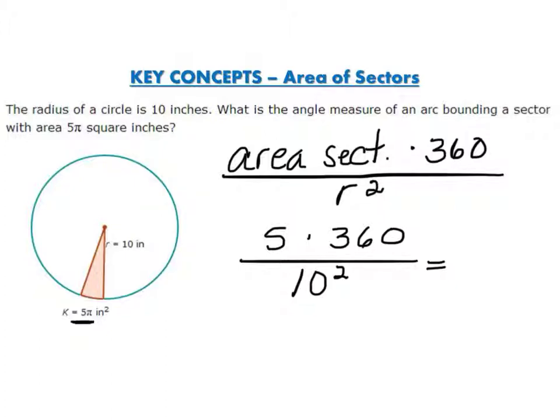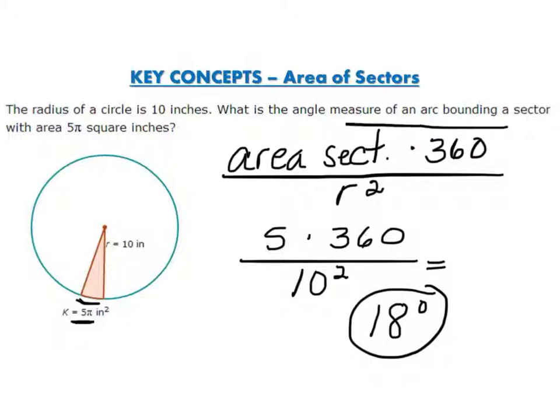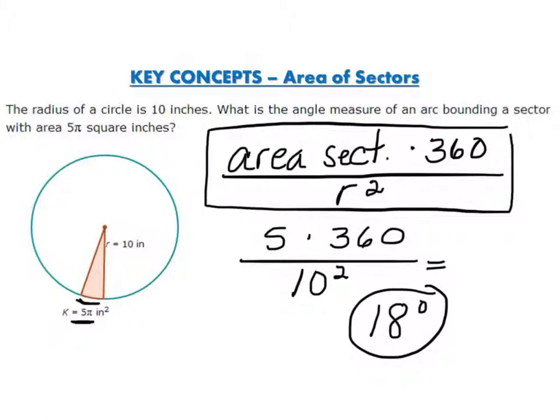Now our answer is going to be the angle measure, so it's going to be in degrees and not have pi as part of the answer. So when I multiply that out, divide it by 10 squared, I get 18. The arc measure is 18 degrees, which would look about right. That's not a very big or a very wide sector. So the answer here is 18 degrees. Remember, here's your formula. The area of the sector times 360 divided by the radius squared.